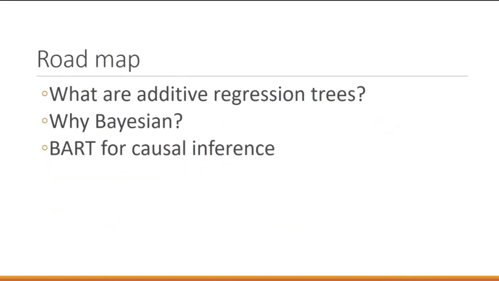So I just wanted to start out by giving a roadmap to what I'm going to be talking about today. So first off, building from the ground up, what are additive regression trees in the first place, and then why Bayesian in this case, and then digging more into the use of BART for causal inference problems in particular.